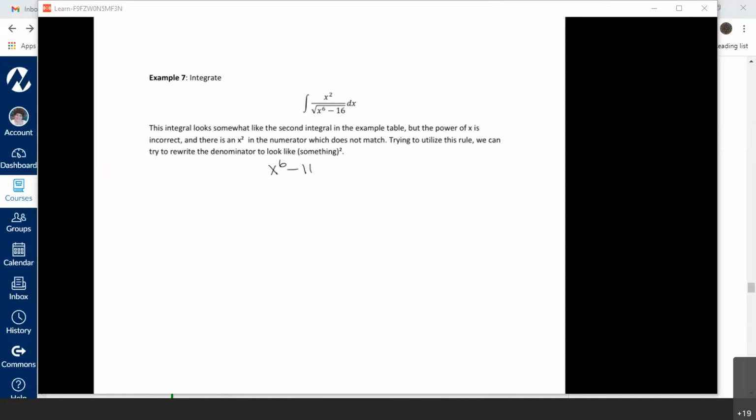So here's what I'm thinking. x to the 6 minus 16 can be written like this, and this is using properties of exponents. How would I write it as something squared? How about x cubed squared? Remember, when you raise a power to a power, you multiply your exponents. And of course, 16 is 4 squared.